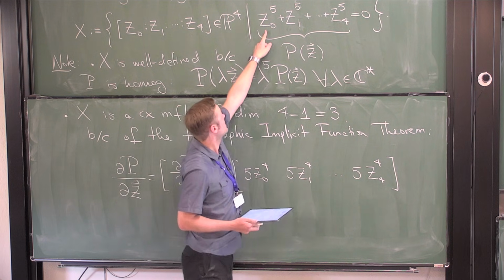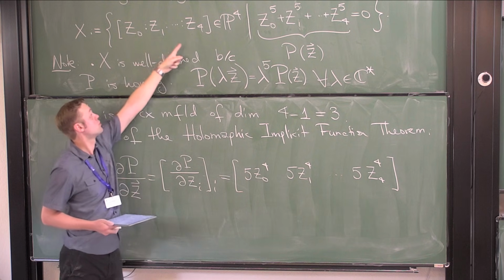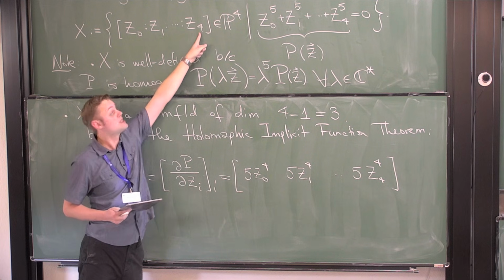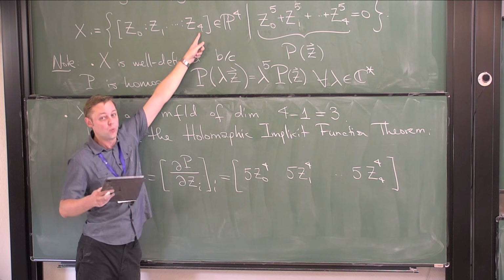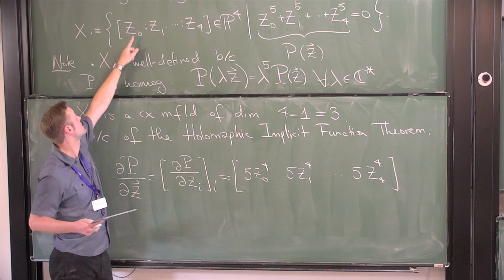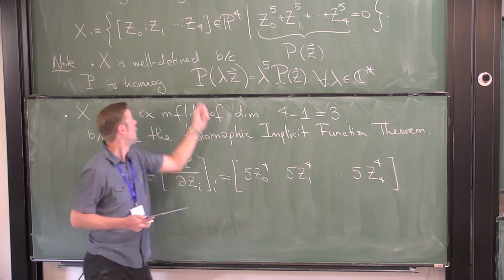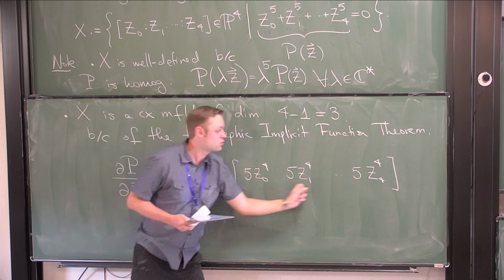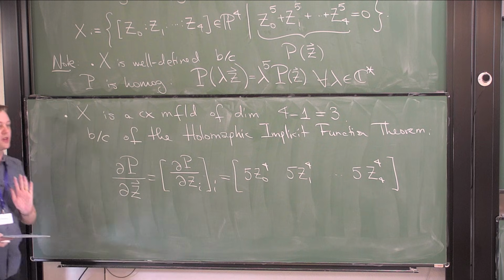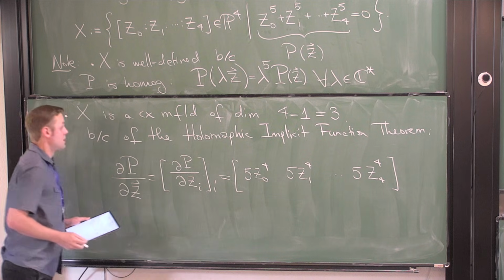Well, it's because these points, Z0, Z1, Z2, they are homogeneous coordinates, right? And by definition of the homogeneous coordinates, this tuple from Z0 to Z4 is a point in C to the 5 without the origin. So at least one of them is non-zero. And so I'm guaranteed that as soon as I am testing this vector, or this Jacobian, at a point of X, at least one of these numbers is going to be non-zero, and so this is a Jacobian of full rank. So the implicit function theorem applies. Does that make sense?